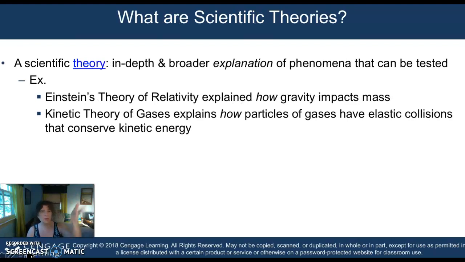Now, a theory, what's a theory? A theory is an explanation of the phenomena that you see, and it's an explanation that can be tested. An example, relating back to Newton's second law of motion, the law, the mathematical description, is Einstein's theory of relativity. Einstein explained how gravity impacts mass. He doesn't concentrate on the mathematics in his theory. He concentrates on the explanation of how gravity impacts mass.